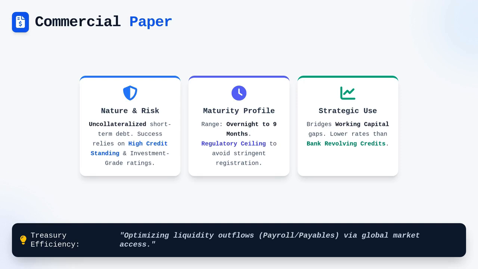By tapping into the commercial paper market, firms can secure funding at rates often lower than those available through traditional bank revolving credit facilities. This efficiency makes them a preferred tool for large, reputable entities managing dynamic cash flow cycles across global markets.